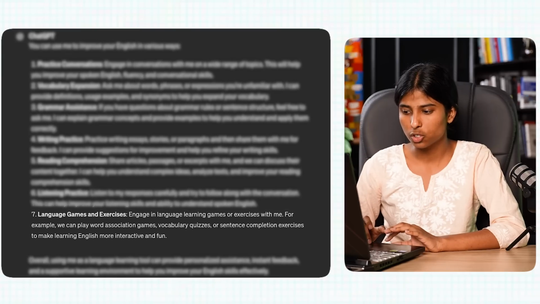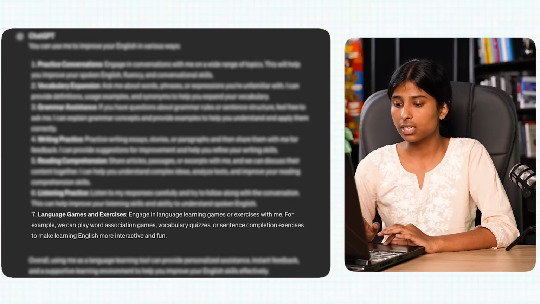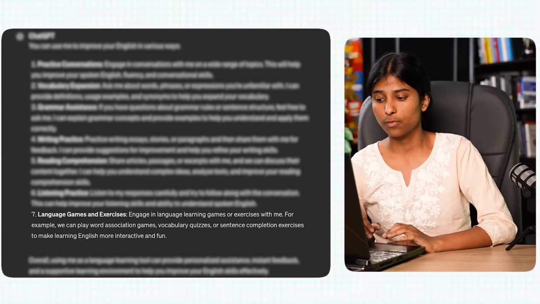Next, we have language games. This is the most fun one out here. You can ask this for language games. Engage in language learning games or quizzes with me. This can make learning English more fun and interactive while also testing your knowledge. Obviously, nobody wants a boring class. Nobody wants a boring process to learn English. So how about something fun? And this person right here, well, not person, this tool right here can help you.